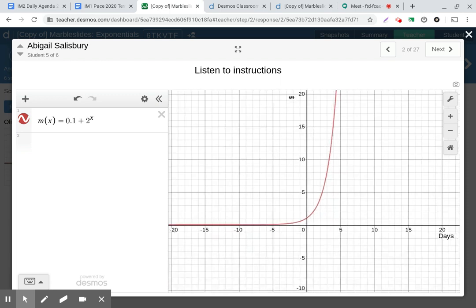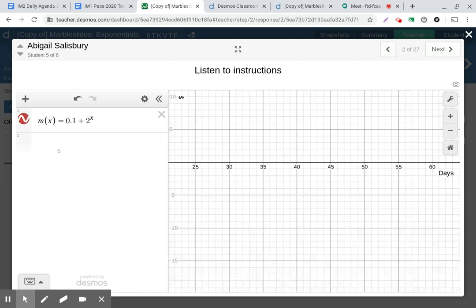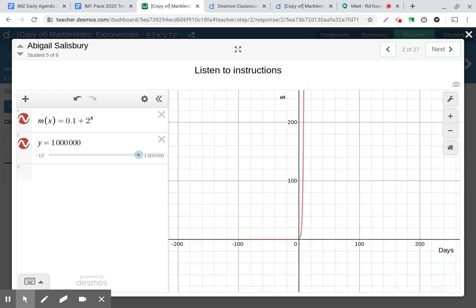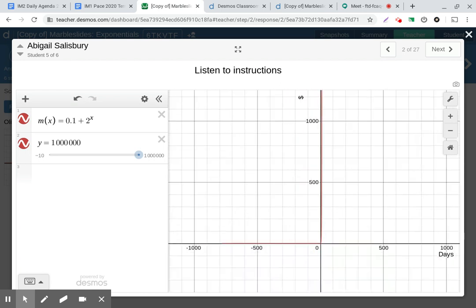$1 million? Yeah. Well, I can just find that point. You could also put Y equals $1 million. Y equals 1, 2, 3. And then now zoom out. You can find the intersection, right?